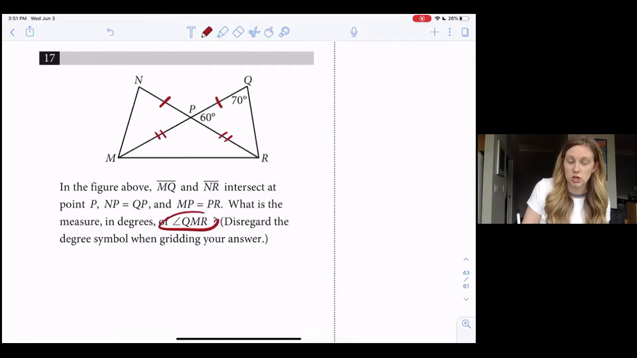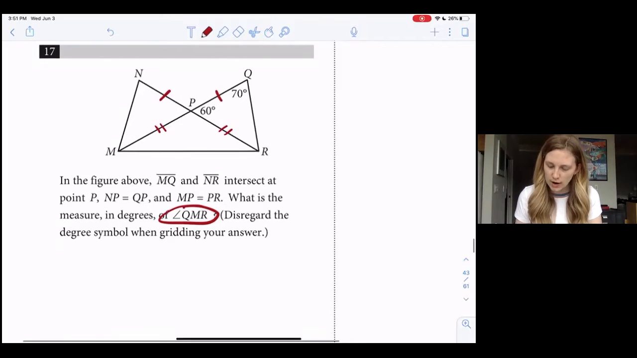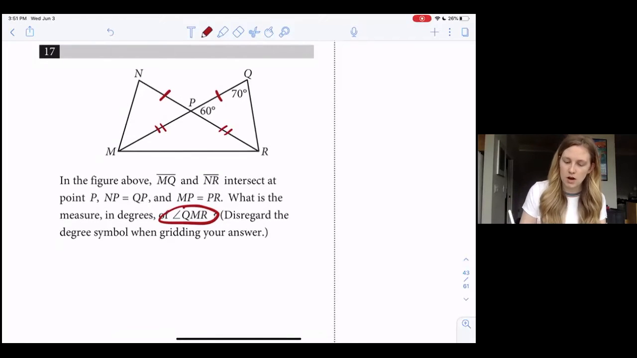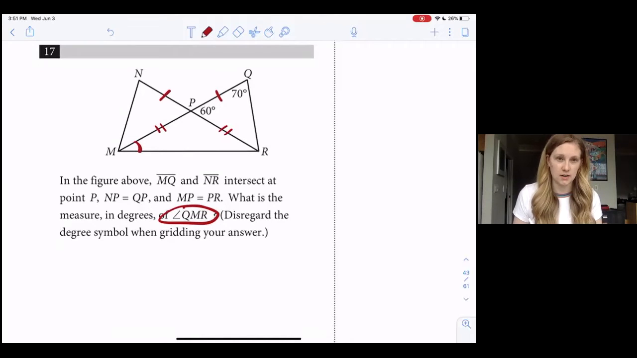Okay, so I'm circling this because that's what I'm solving for. Disregard the degree symbol when gridding your answer. Okay, so QMR is this angle right here. Now it's not this entire thing, so we want to be careful here. It's just that smaller portion.